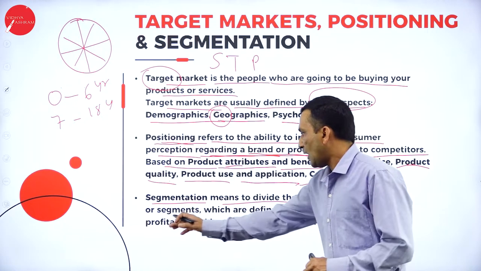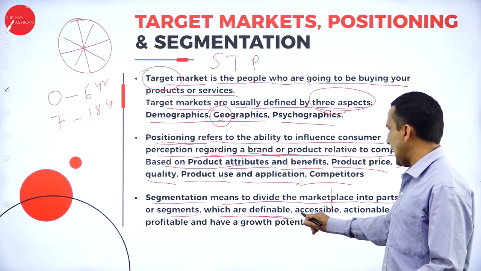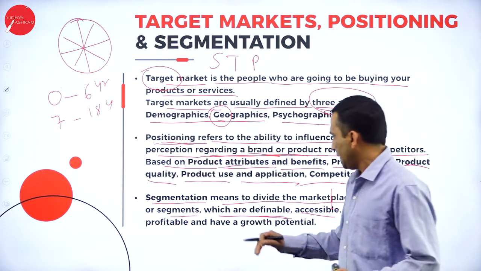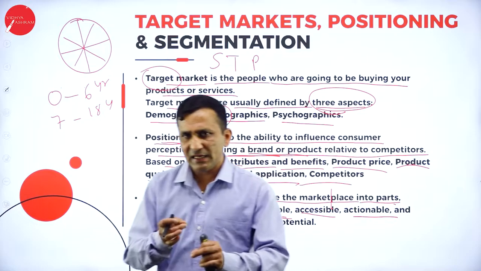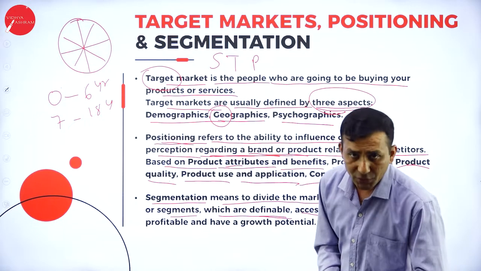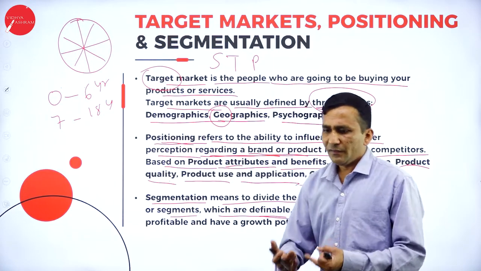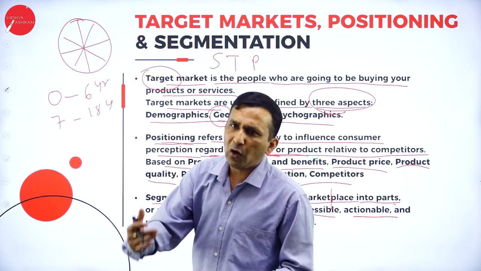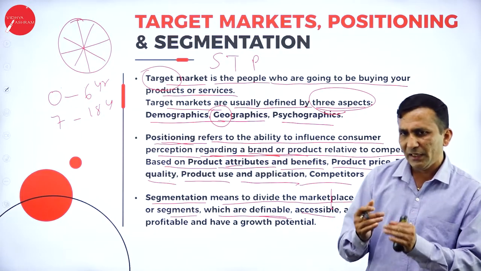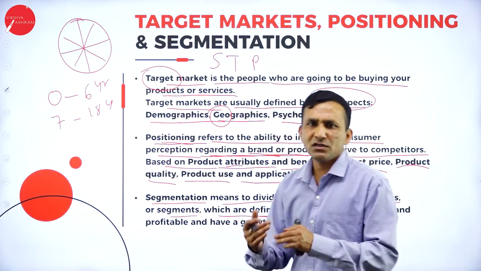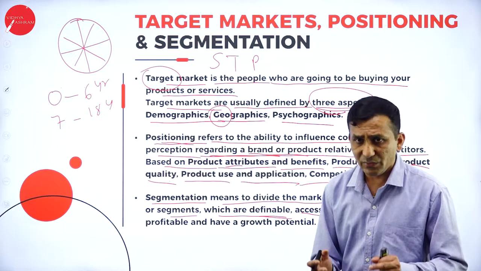So a segment, you can say, is a small part. Which should be definable, accessible and actionable? Definable: when you are finding customers, if there are customers showing interest towards your product and service, obviously you need to define them. And accessible: I cannot sell a product directly to Pakistan, because now the transactions are cut, because of many reasons. So my targeted area, which country, that is very important.